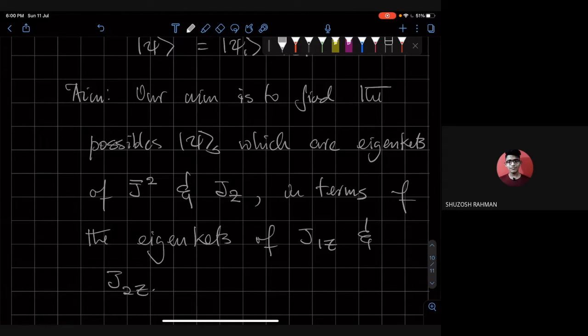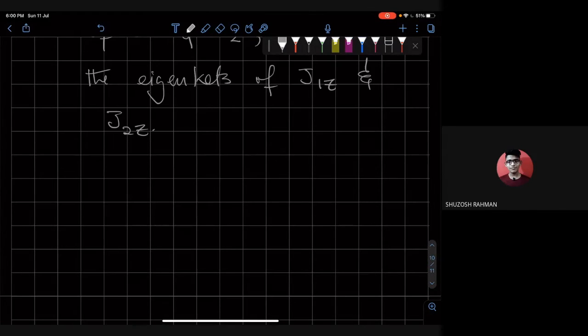Okay, so let's assume, without loss of generality, that J1 is either greater than or equal to J2. Okay, one of them is either greater or less, right? So the one that is greater, we just call system 1.